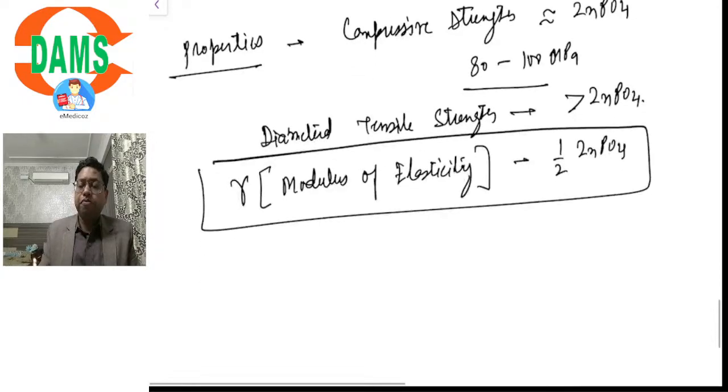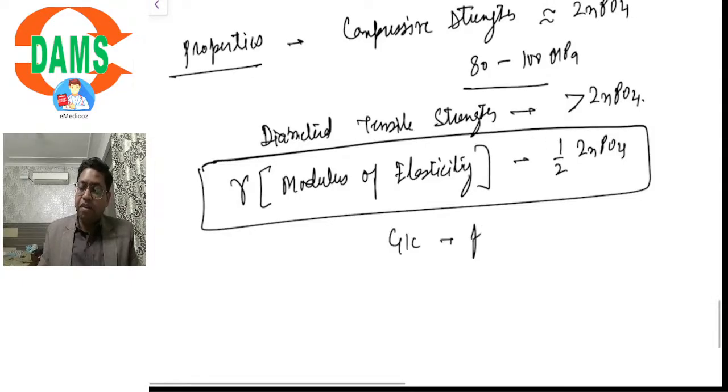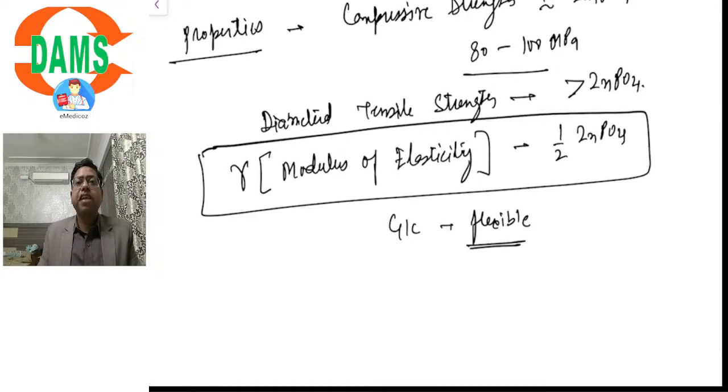So what does the property of modulus of elasticity indicate? It indicates the stiffness of the material. As the modulus of elasticity of GIC is only half of zinc phosphate cement, it is flexible. This is very less stiff as compared to zinc phosphate cement. So if the question is asking which cement is suited for cementation of a full ceramic prosthesis, a metal free prosthesis, then the first choice answer would be resin cement.